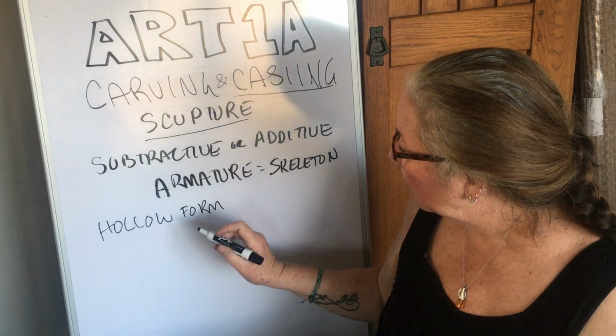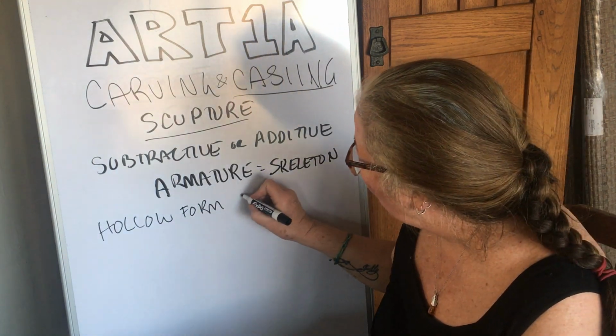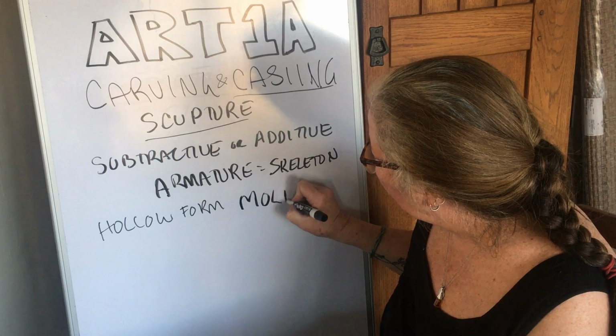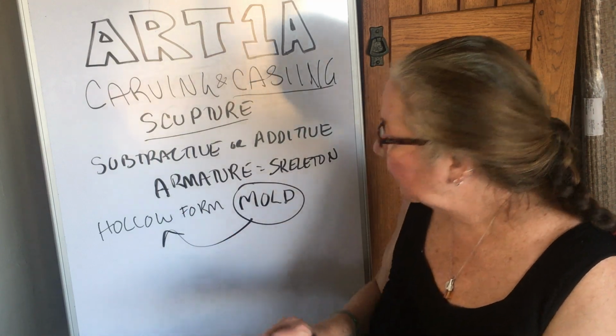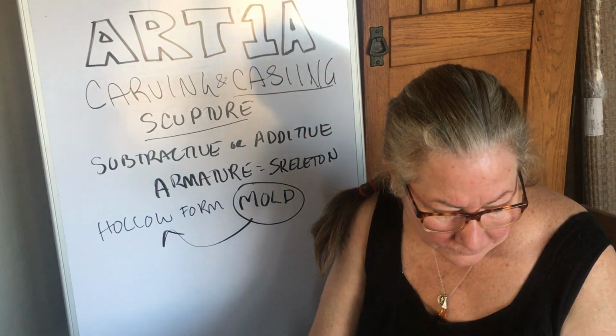So normally you use a mold, right, which is a hollow form, for casting.